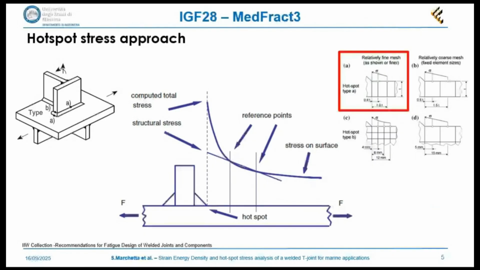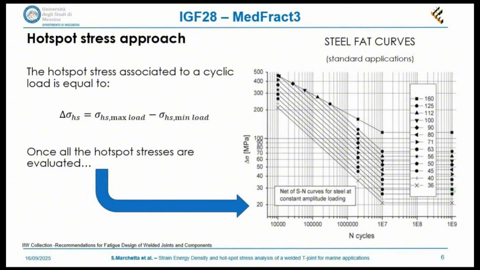Okay, so if we're doing a fatigue assessment, the hotspot stress associated to a certain cyclic load is equal to the difference between the hotspot stress evaluated at maximum load and the hotspot stress evaluated at minimum load. Once acquired, all the hotspot stresses and their corresponding number of cycles to failure are compared with the steel FAT curves proposed by the IIW to see if the data matches the fatigue design curve suggested by the IIW itself. For example, in our case, for T-welded joints, the IIW suggests to use the FAT 70 curve, FAT 71 curve, or FAT 80.